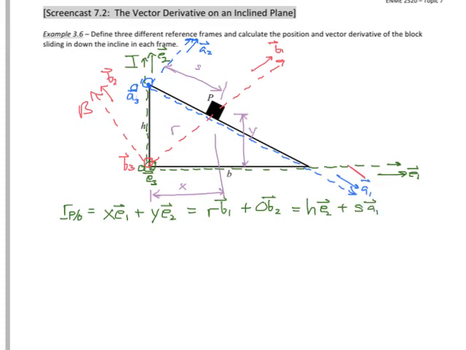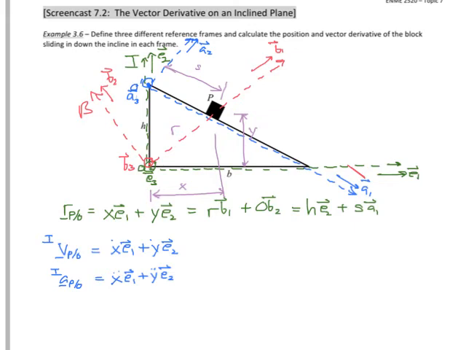So let's take our first one that's in Cartesian coordinates. The velocity of P with respect to O as observed in the inertial reference frame will be x dot e1 plus y dot e2. And then the acceleration of P with respect to O as observed in the inertial reference frame is x double dot e1 plus y double dot e2.